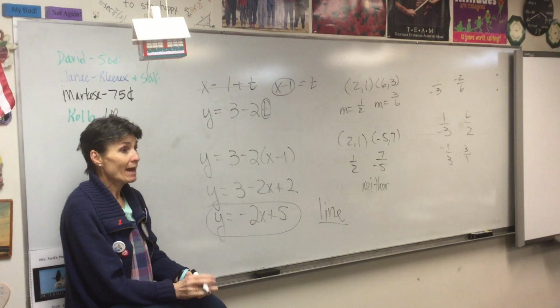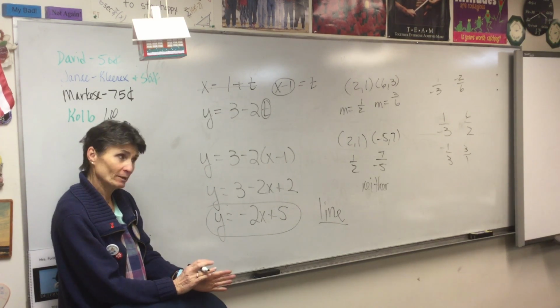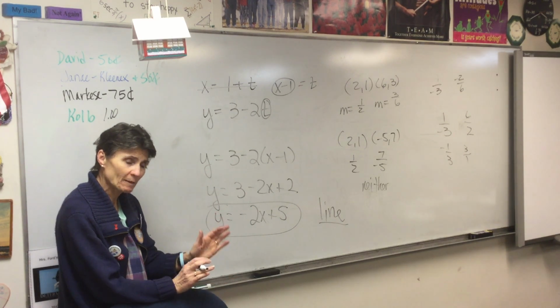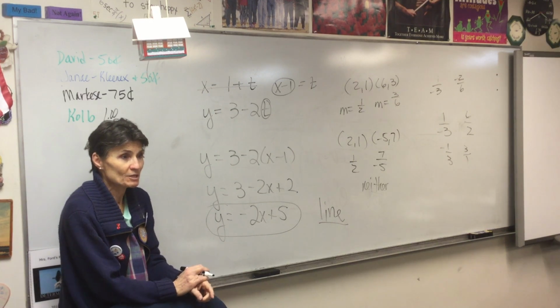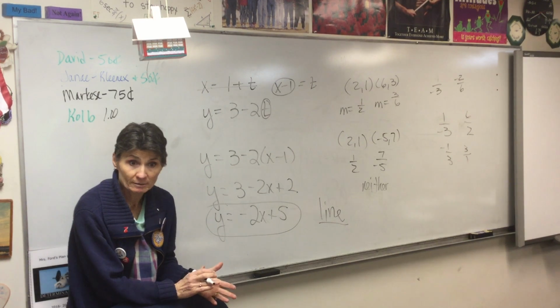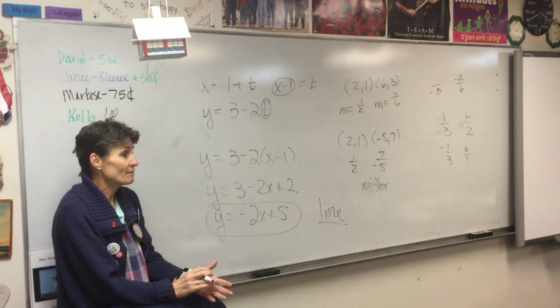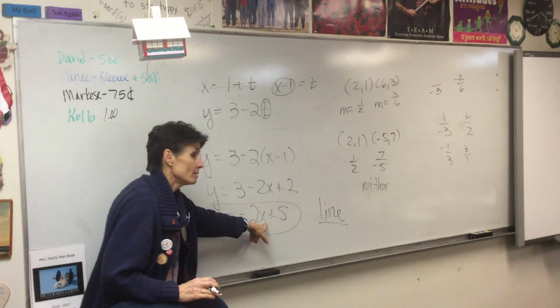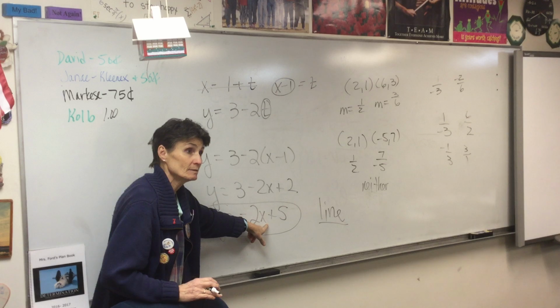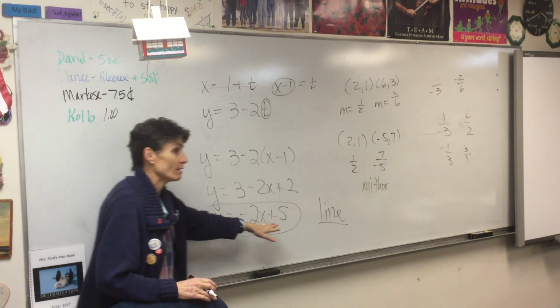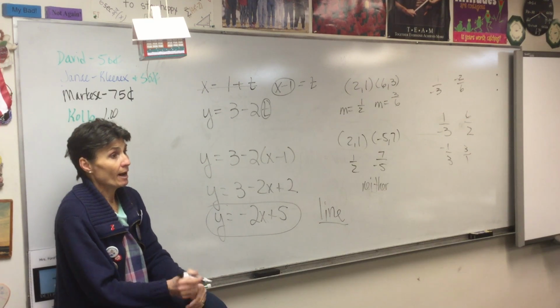Now you might have one, I know I'm building up your excitement, that turns out to be a parabola. What will happen if it's a parabola? You'll have a squared in there, right? There'll be a squared in it. If there's no squared, it's just a line.